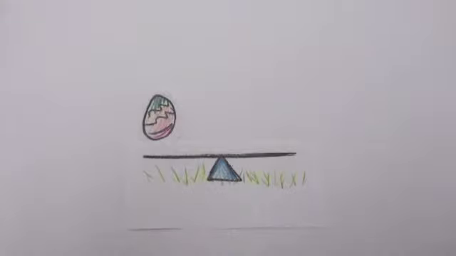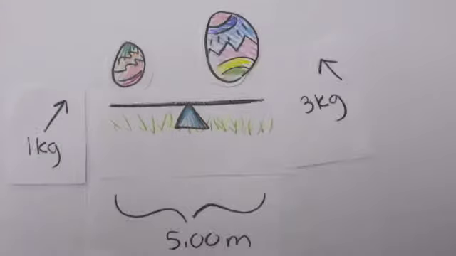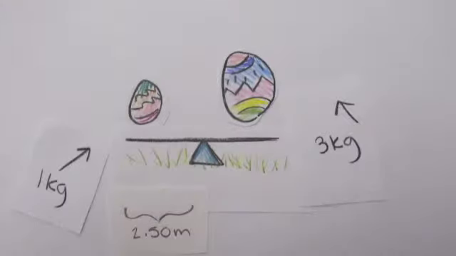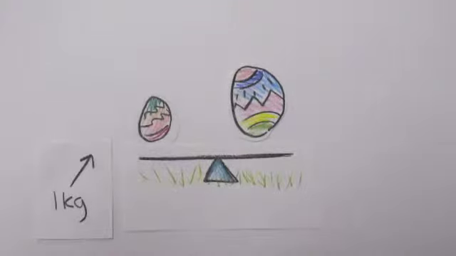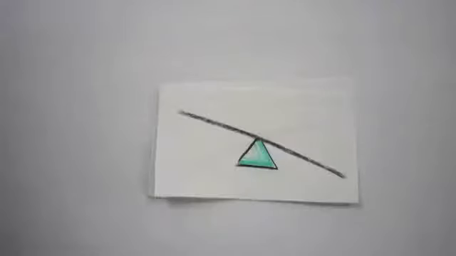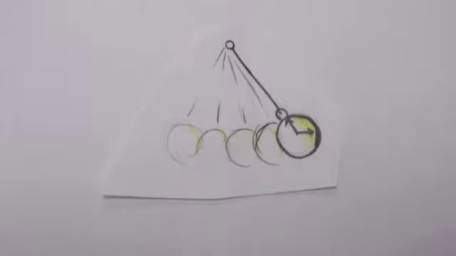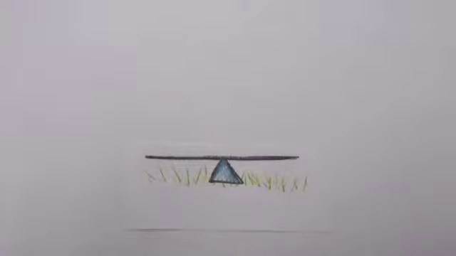A 1 kilogram egg sits at the end of a light 5-meter seesaw. The seesaw pivots at its center point. How far must a 3 kilogram egg be placed from the pivot to achieve rotational equilibrium? To solve this problem, one must first locate the position of the pivot point. In this case, the pivot point is at the seesaw center. One can use this information to find the radius.